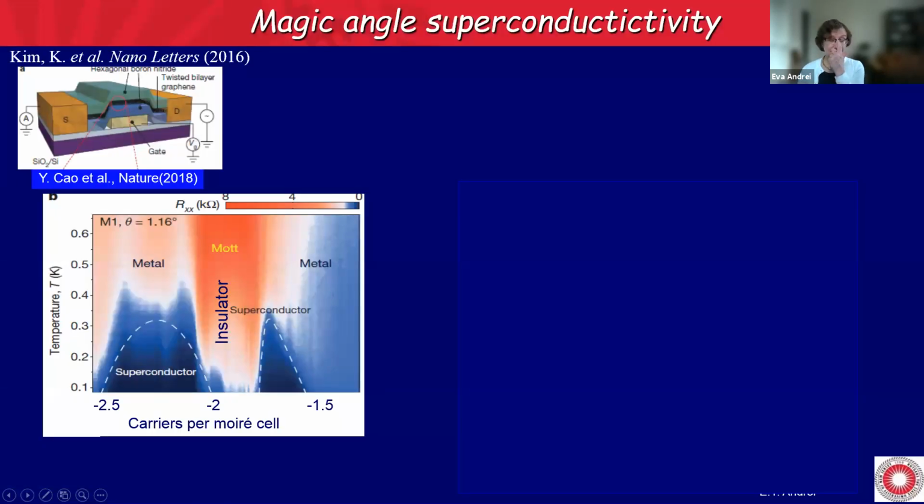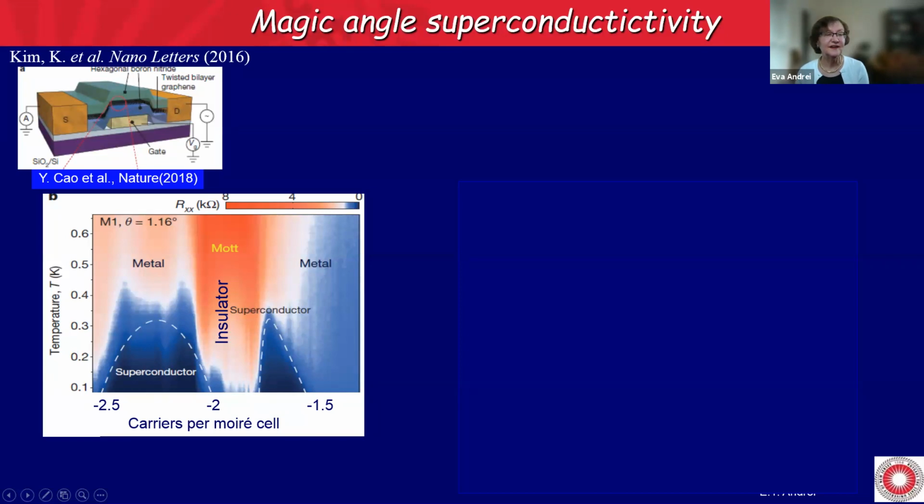Okay, so this brings us now to the experiments. Fast forward to 2016, people figured out how to actually control the twist angle. Didn't have to wait for accidentally having a twist angle. This was done by this group here from Texas A&M.